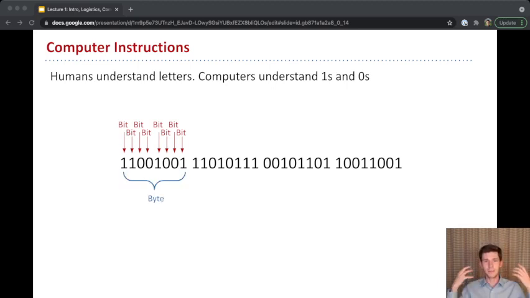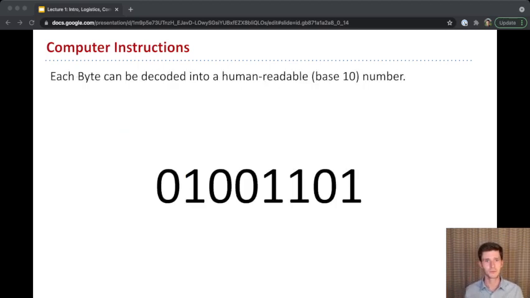Now, each set of 8 bits makes up 1 byte. So a byte is a set of 8 bits. And each byte can actually be decoded into a human readable number. So you'll notice, because each of these can only be a 0 or a 1, we call this a base 2 numeric system. Whereas what we're used to is base 10, because each digit that we have can go anywhere from 0 up through 9. So it can have 10 possible values.